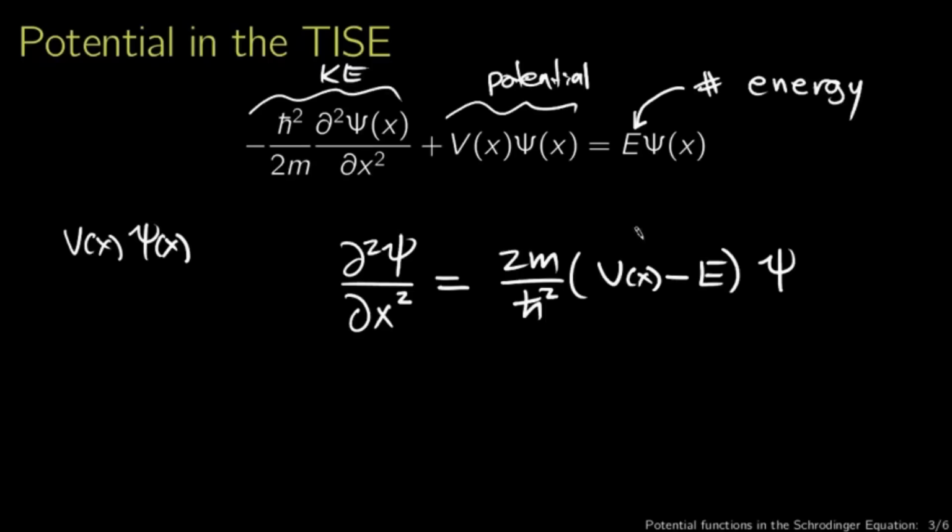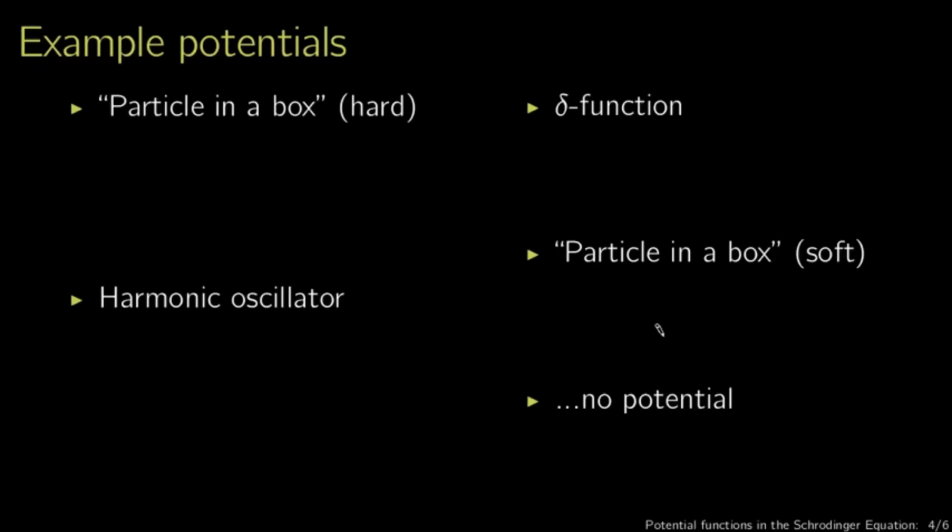For instance, if the potential is larger than the energy of the state, you'll get one overall sign relating the second derivative of psi and psi, whereas if the energy is larger than the potential, then you'll end up with a negative quantity here relating the second derivative of psi with itself. So keep this in the back of your mind, and let's talk about some example potential functions. This is what the textbook does in all of Chapter 2: write different potential functions and solve the Schrödinger equation.